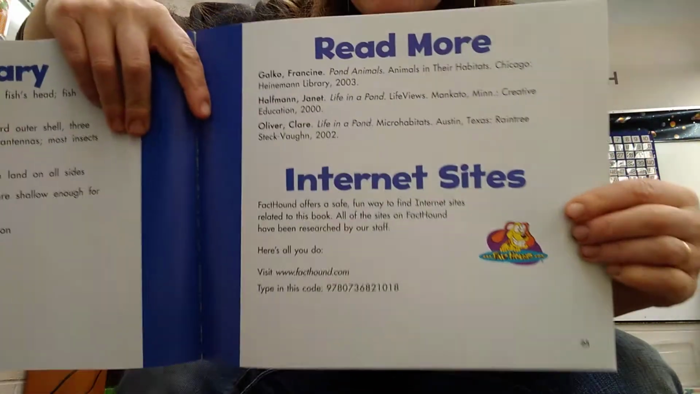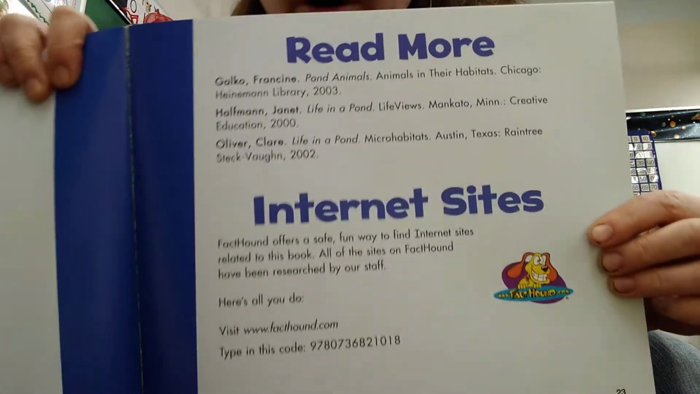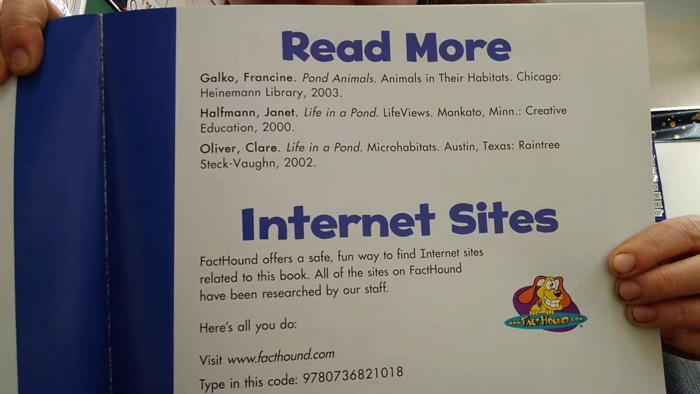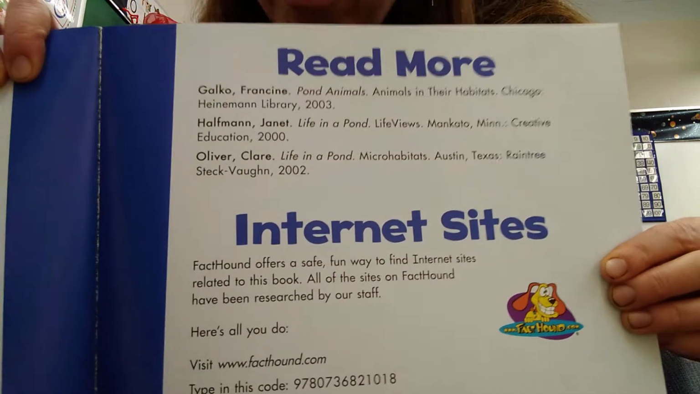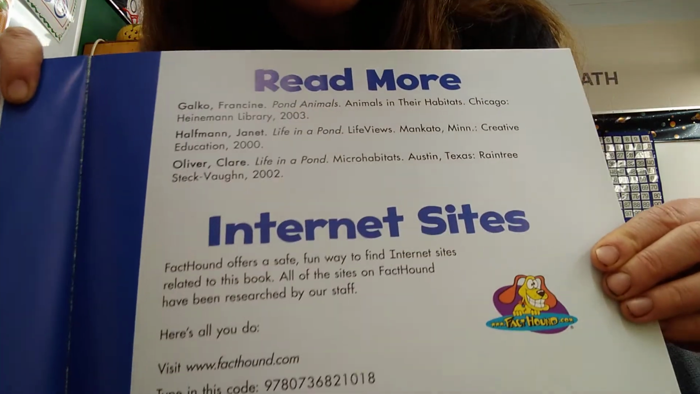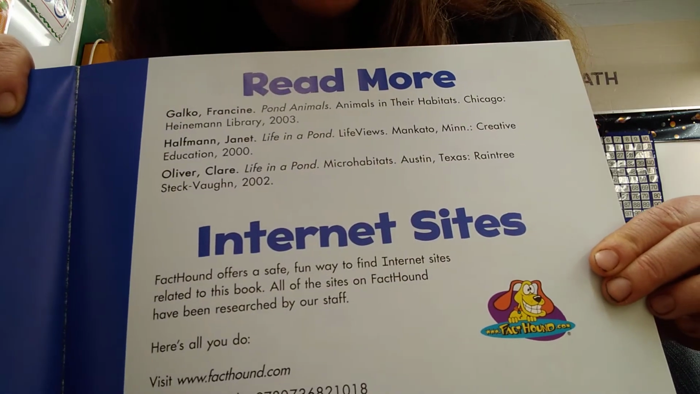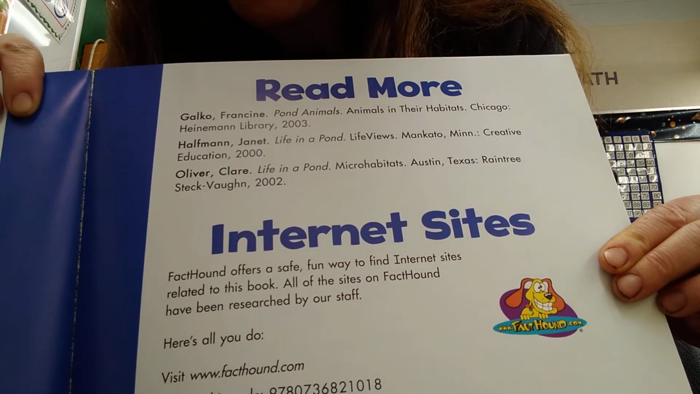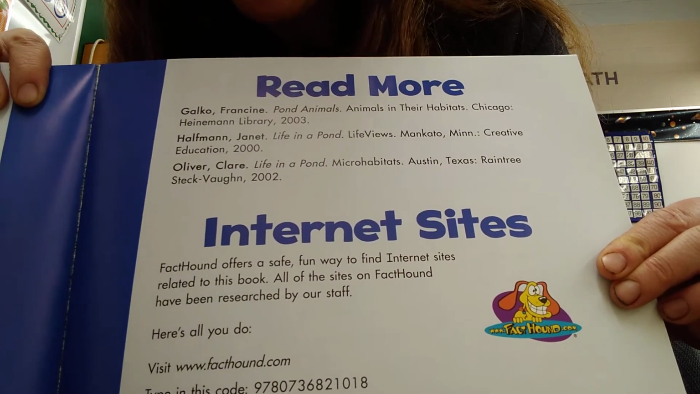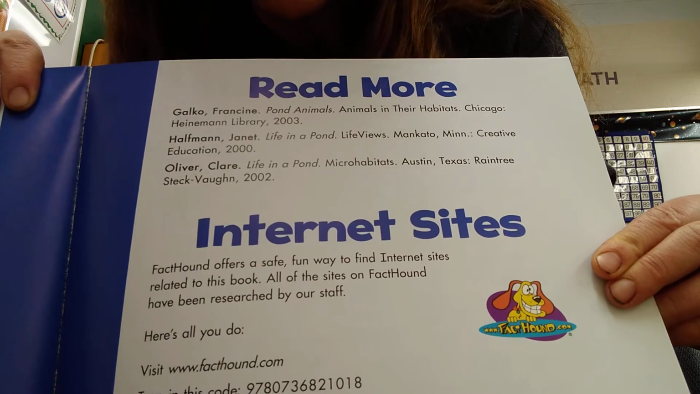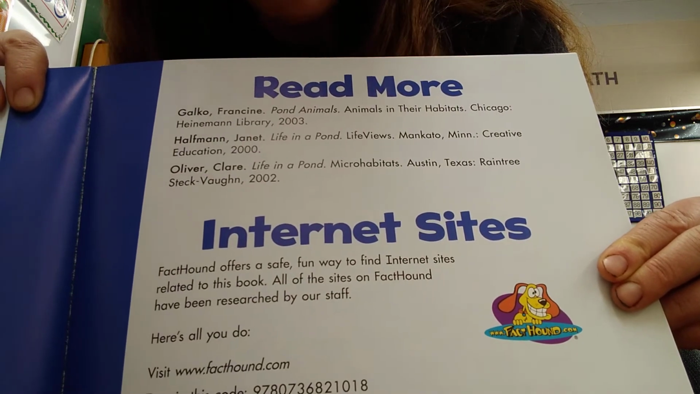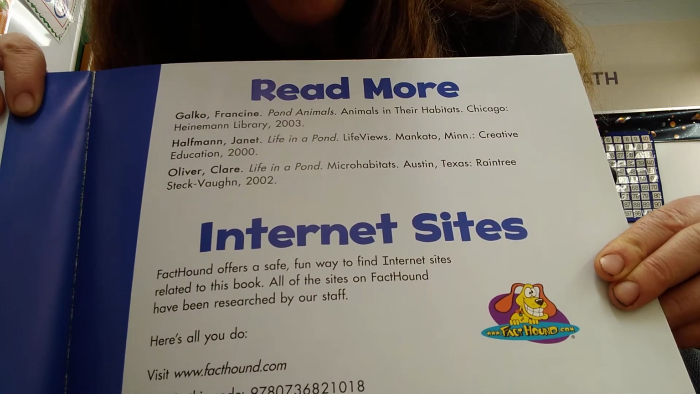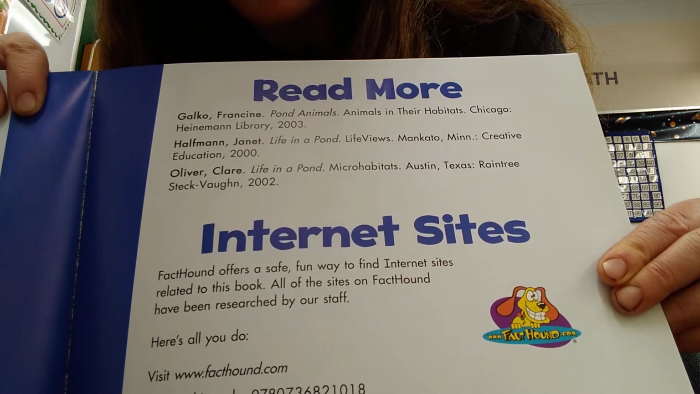And here is where you can go to read more. There are some book ideas for other books that you can read more about ponds. There's this book called Pond Animals, Animals in Their Habitats, from the Chicago Heinemann Library. There is a book called Life in a Pond, Life Views by Janet Halfman. And there's a book called Life in a Pond, Microhabitats by Oliver Clare.